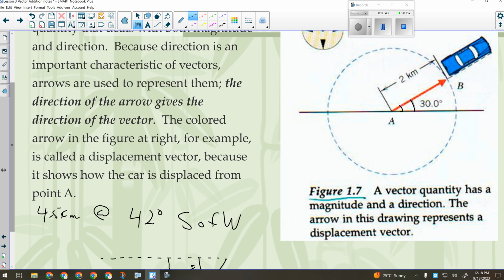So I have my first vector, 2 kilometers at 30 degrees north of east, and then I go 6 kilometers at 30 degrees north of east. Where do I draw the second line? Attached to the 2 kilometer one? On the head of it or the tail of it? The head of it, yeah. Okay, I would draw it here because I did this and then I did this.